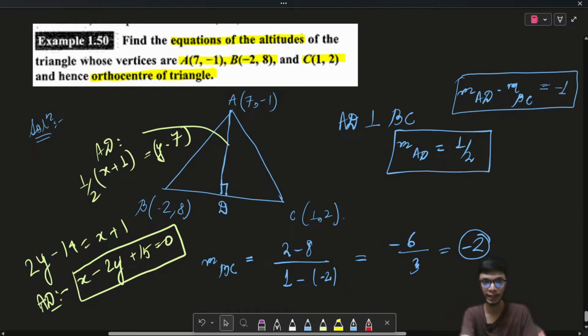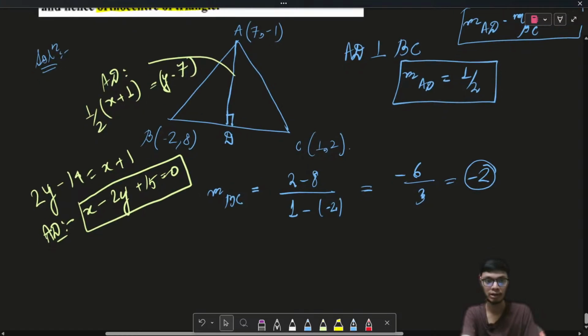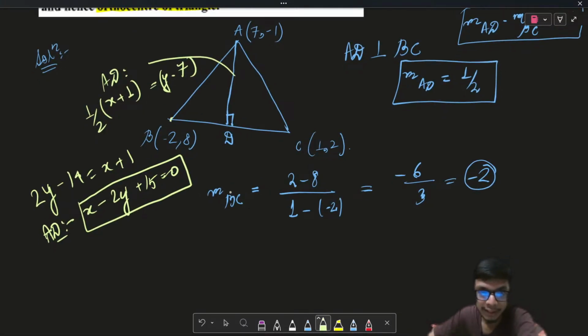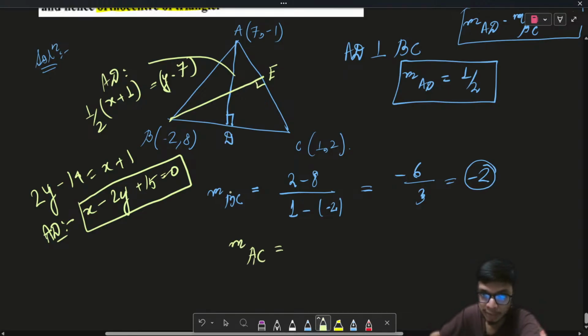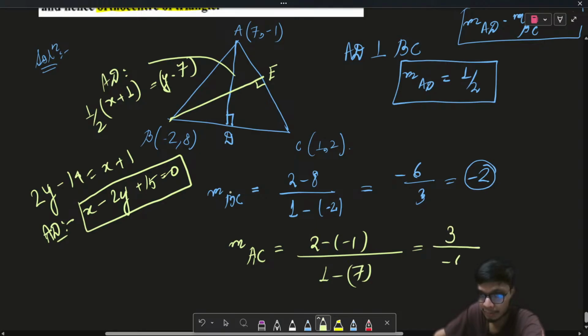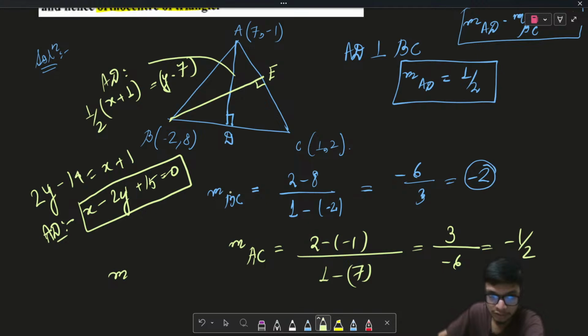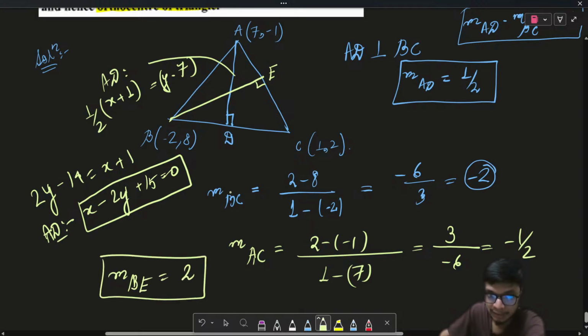So once we obtain the equation of the median AD, the next step is to obtain the equation of the median BE. For this we need to first find the slope of the line AC, which is going to come out as 3 upon minus 6, that is minus half. So the slope of the line AC is minus half, therefore the slope of the line BE is going to be 2.